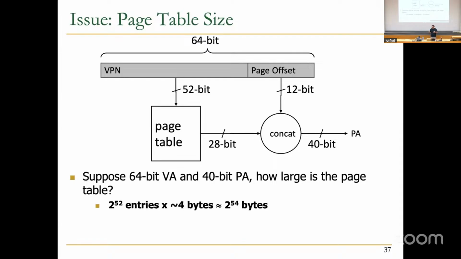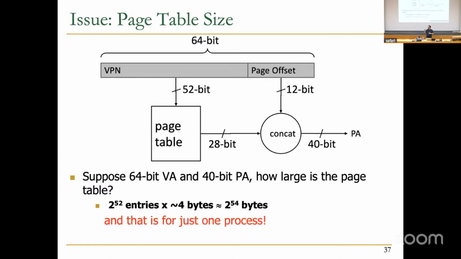In this example, you have 2 to the power of 52 entries for the virtual address. Why 2 to the power of 52? Because you have 64 bits for the virtual address minus the 12 bits for the offset, which do not need to be translated. So you would need to translate 2 to the power of 52 entries, and each physical pointer for the physical frame would be 4 bytes. So you would need, in this context, 2 to the power of 54 bytes for the page table.